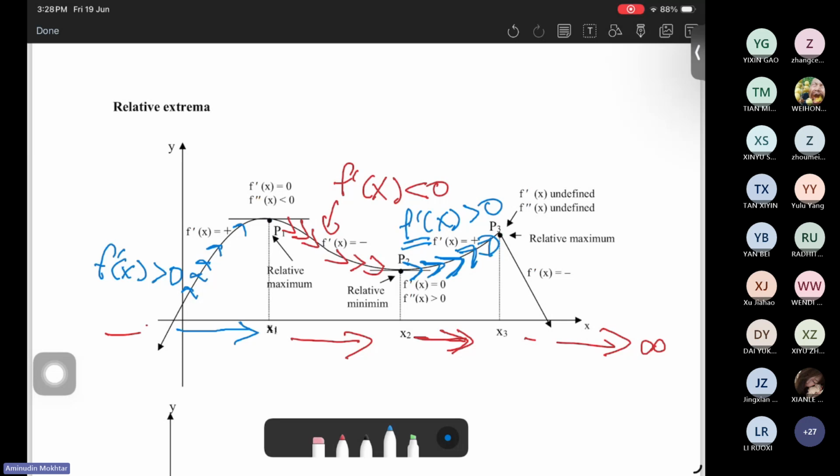After x3, in this case, the slope of the function cannot be defined. But for this case, we like to focus on the situations, for example from 0 to x1, x1 to x2, and x2 to x3. We will focus on these in terms of the first derivative and second derivative.